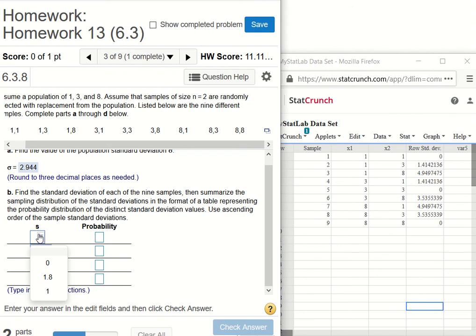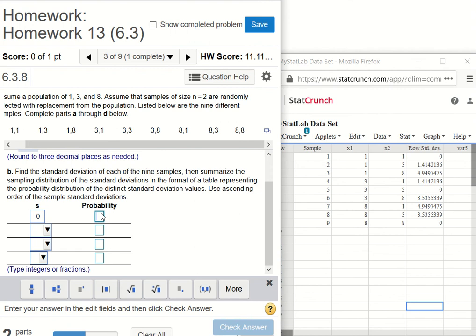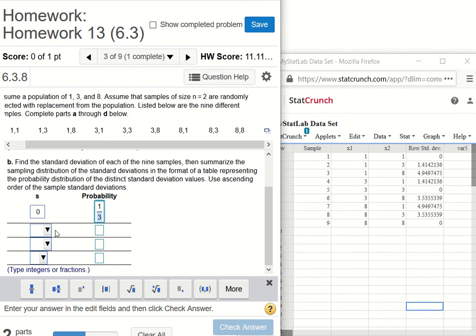So the smallest possible standard deviation is 0, and the probability for that, we can see here, is 1, 2, 3 values out of 9 values, so it's 3 over 9, which is 1/3. I'm going to put 1/3 here. The next smallest after 0 is 1.414. How many do we have? 1, 2. So 2 out of 9 is the probability for that standard deviation.